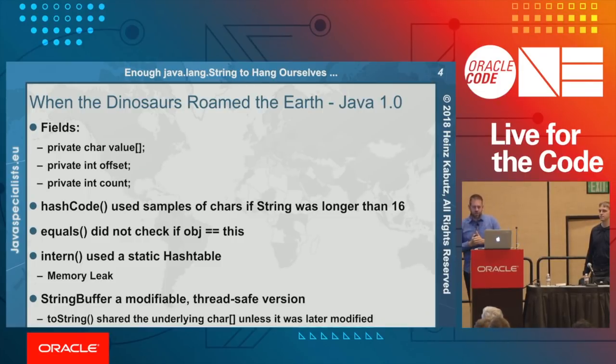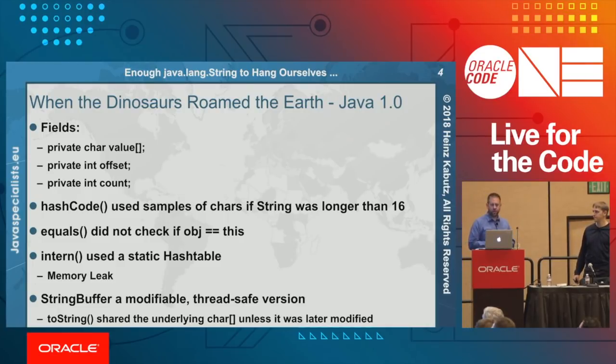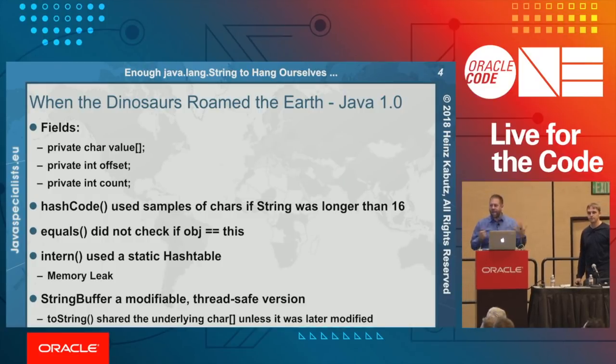Hash code was interesting. I'll show you the code in a moment. They used samples when the string was bigger than 16 characters. This was Java 1.0. Equals was always order n, so it was always linear in cost, because they didn't check if the object was equal to this. Intern used a static hash table, so there was no chance of your static string ever being released from that.